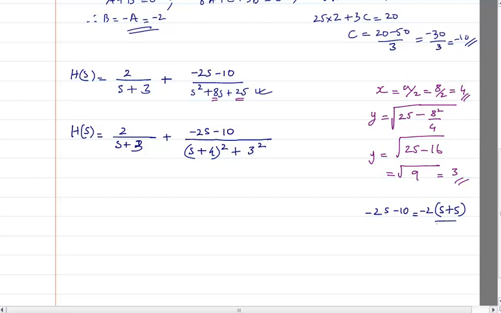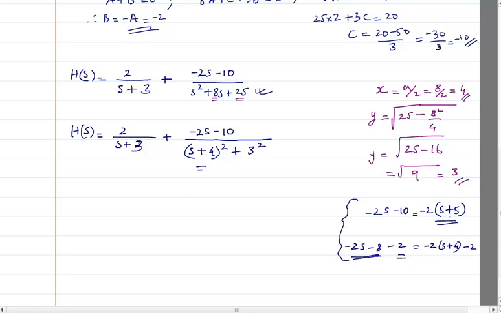Correct? But s plus 5 here and s plus 4 in the denominator won't be good. So what do I do? I write it in the form minus 2s minus 8 minus 2. Then if I take minus 2 common for these two terms, I will get minus 2 times s plus 4, and the remaining minus 2 will come here as minus 2. This is a very important step.